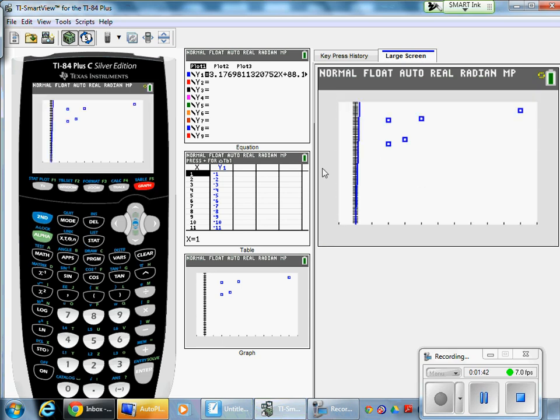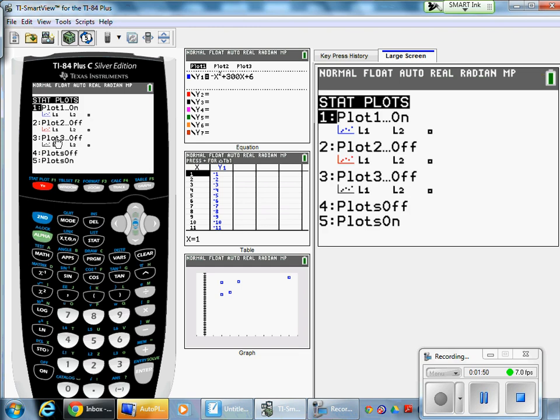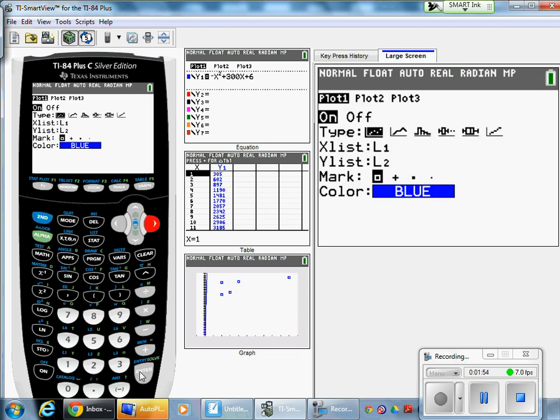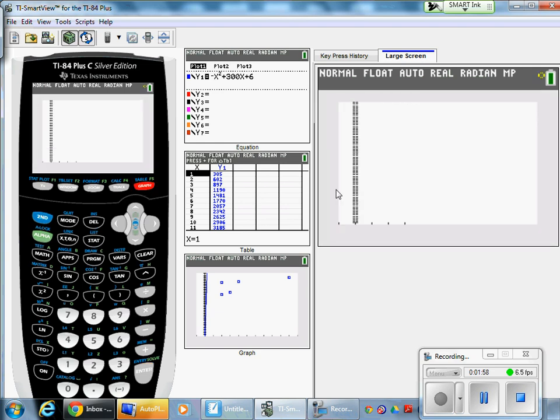And, oh, I got all kinds of issues going on here. I've got dots, which means I didn't turn my scatter plot off. So let me go to second y equals, which is stat plots, and turn that scatter plot off. I'm not going to be needing that, probably not at all in this chapter, especially not right now. Then if I go back to graph, I can see this line, but I have no idea what it's doing.